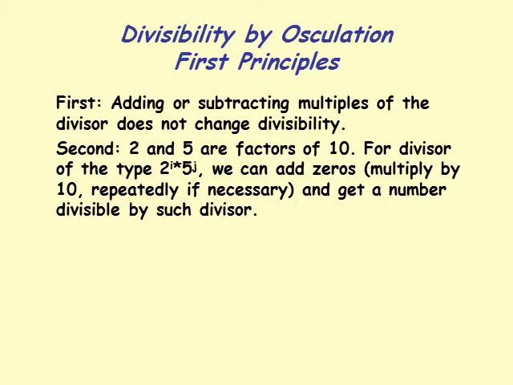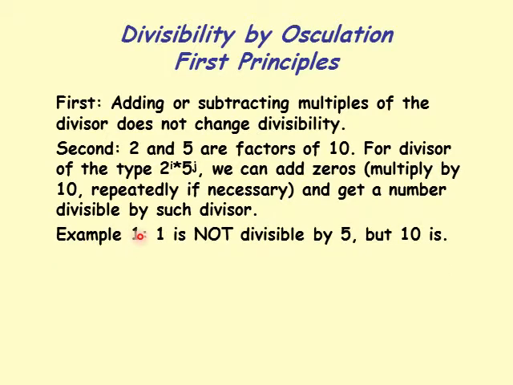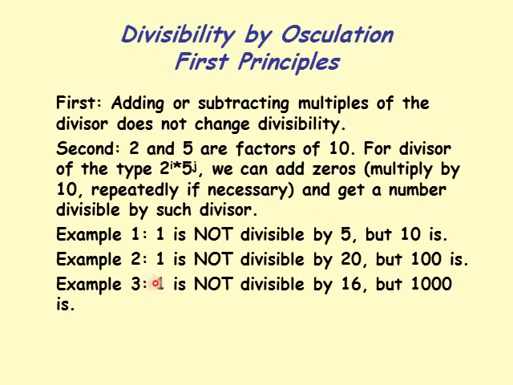Let me show you an example. Example 1: 1 is not divisible by 5, but I can multiply 1 by 10 by adding a 0 and make it 10. So 10 is. Another example: 1 is not divisible by 20. 20 is 2 times 2 times 5, but 100 is. So I can multiply 1 by 10 twice. I can add 2 zeros at the end, and then it becomes divisible by 20.